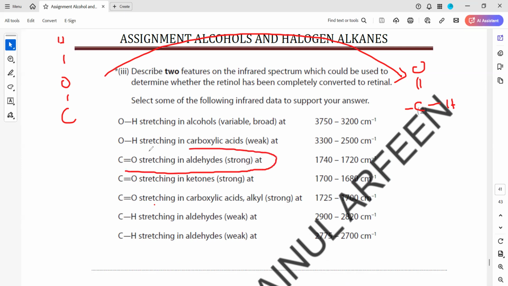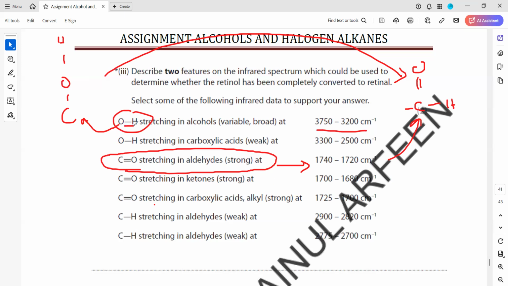So this peak will be there, 1740 to 1720 in this retinol. But for OH, initially what will happen is we'll have this peak in the molecule, then both peaks will appear. Why will two peaks appear? Because not all the molecules instantly convert into an aldehyde. So this peak will disappear.